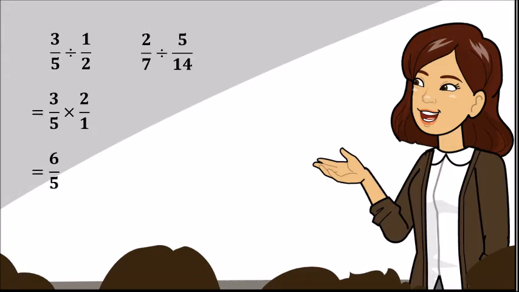2/7 divided by 5/14. So you multiply and you flip the second fraction. So you go 2/7 times 14/5. And don't forget from last lesson that we can simplify when we find common factors. 7 divided by 7 is 1. 14 divided by 7 is 2. So now we can multiply across and we get 2 times 2 is 4. 1 times 5 is 5.